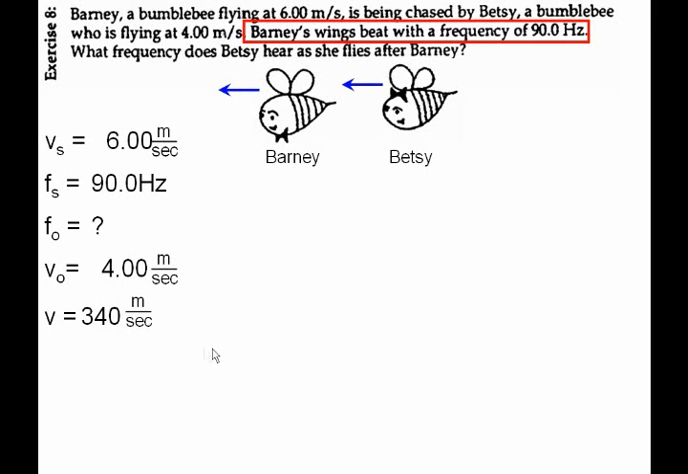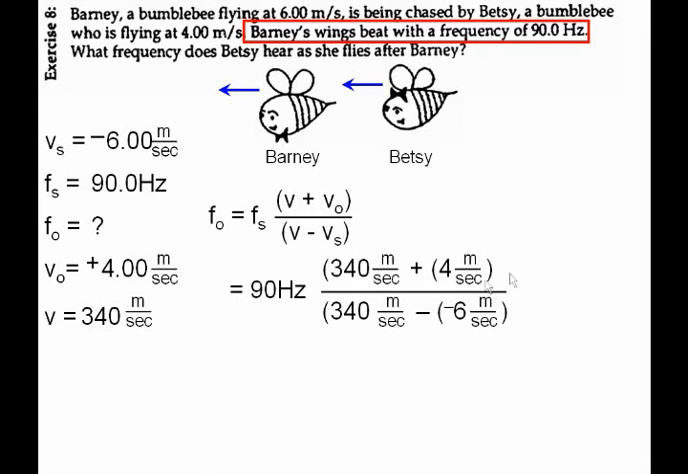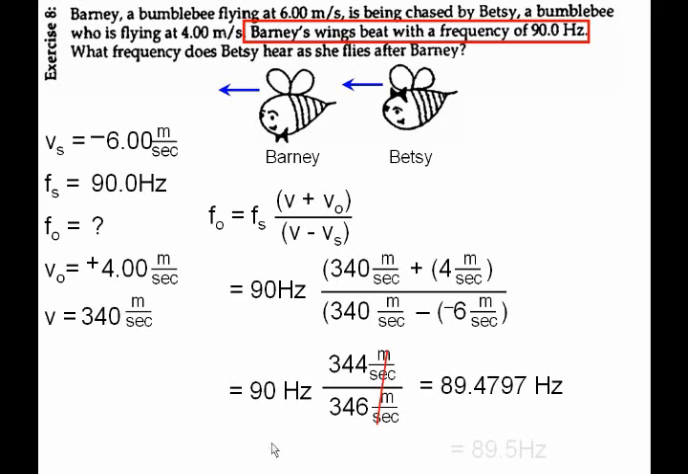Let's look at their directions here. Barney, look at his direction arrow, he's moving away from Betsy. If you're moving away from something, your speed is negative. Betsy's arrow is going towards Barney. If you're going towards something, you have a positive speed. So plugging these into our formula, on the top we're adding a 4, on the bottom we're subtracting -6. Subtracting a negative means you're actually adding those numbers in the denominator. This ratio is less than 100%, so we have a number less than 90 hertz is what gets heard.